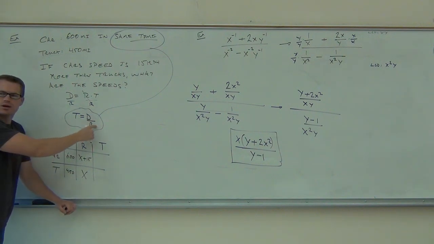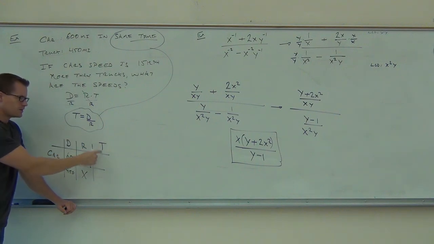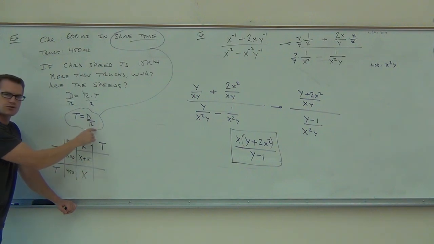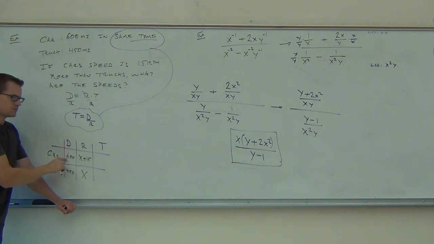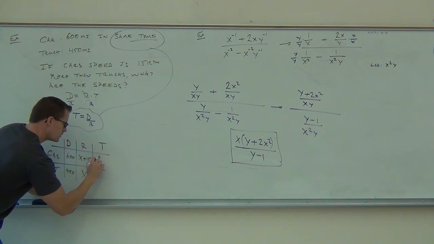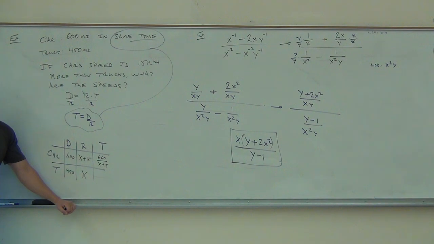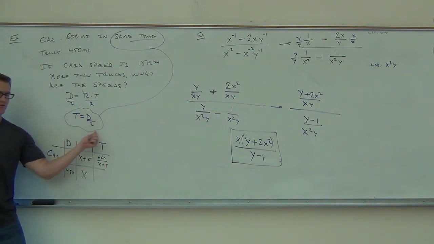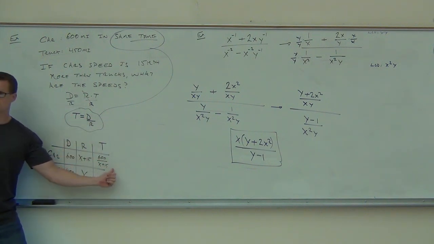Time equals distance over rate. You believe that, right? This is our time column. We don't know the exact time they're traveling, but I know it equals distance over rate, right? Yes. Do you have a distance? Yes. Do you have a rate? Yes. Write distance over rate. So in your time column, you're going to use the fact that you solved for time already. You go, okay, time equals distance over rate. What's my distance? 600. What's my rate? X plus 15. Are you following that? I'm going to show you why we do that in a second.